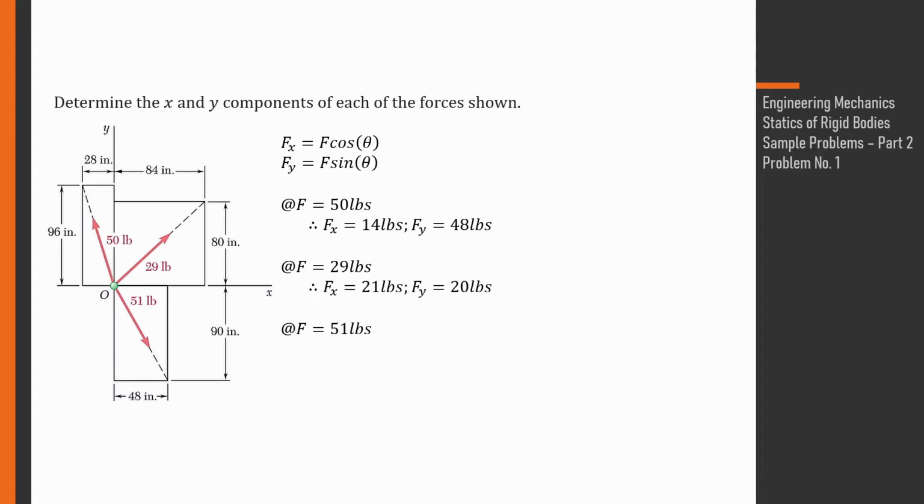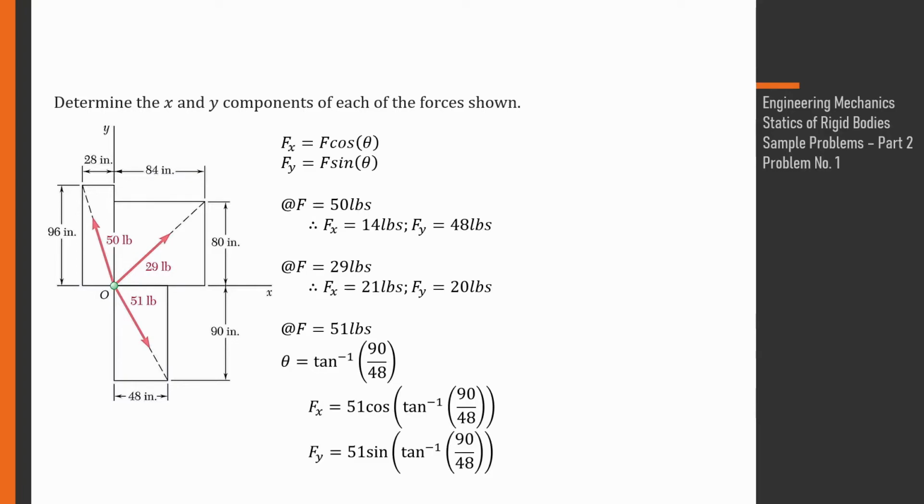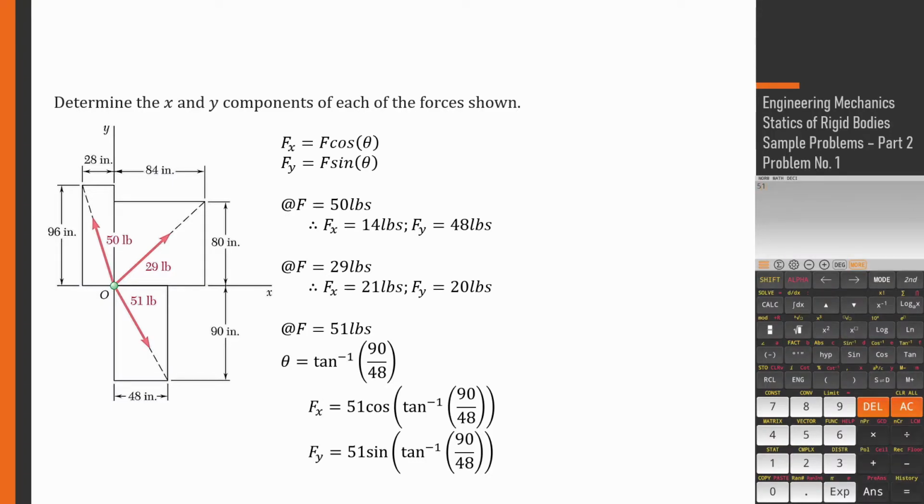So for the 51-pound force, theta is equal to the arctangent of 90 over 48. So for the horizontal component, F of x is equal to 51 cosine arctangent 90 over 48. Likewise, 51 sine arctangent 90 over 48 for the vertical or y component. So F is 51, a is 90, and then b is 48. So 24 and 45. So therefore, the horizontal component for the force with the 51-pound magnitude is 24 pounds, and the vertical or y component is 45 pounds.